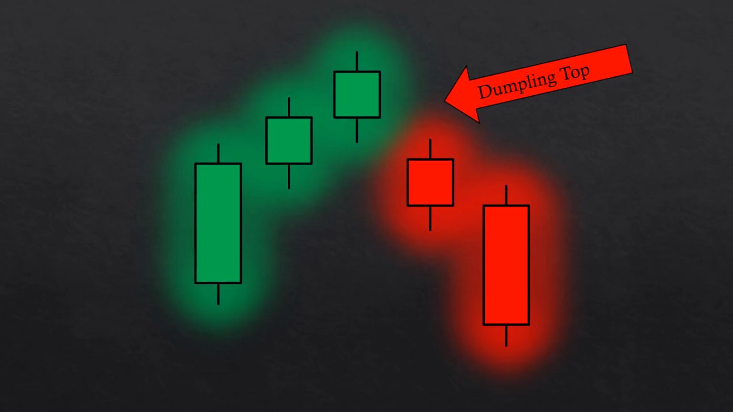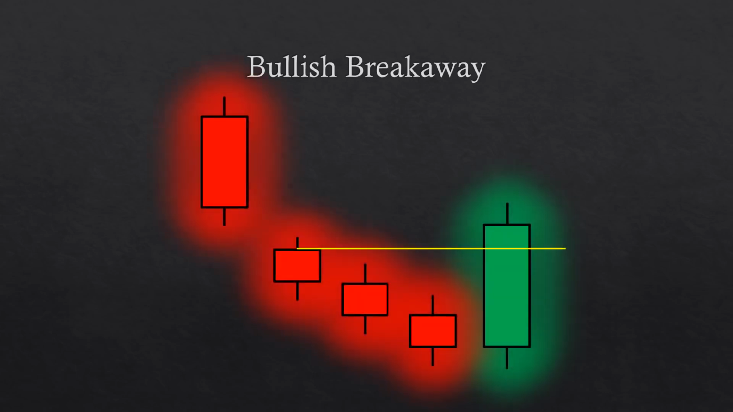Next we'll look at the final 4 complex reversal patterns that are formed by 5 candles. Notice that we jump from 3 candles to 5 candles because there are no relevant complex reversal patterns formed by 4 candles. The next pattern we are going to study is called the bullish breakaway, which is a bullish reversal pattern formed by 5 candles. 4 of them are bearish and 1 of them is bullish.